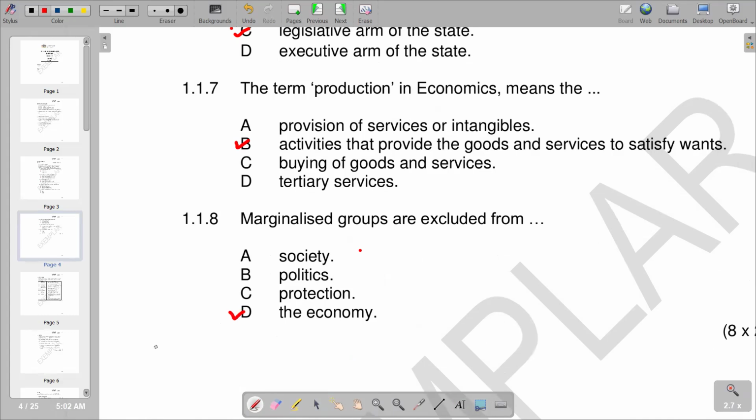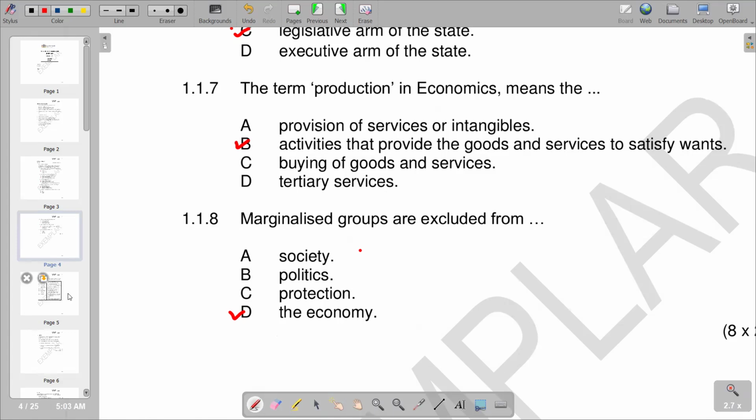Remember, marginalized groups are groups or people who experience social, economic, or political exclusion, or we can call it discrimination, based on their characteristics, such as race, gender, sexual orientation, or disability. So those are the marginalized groups.